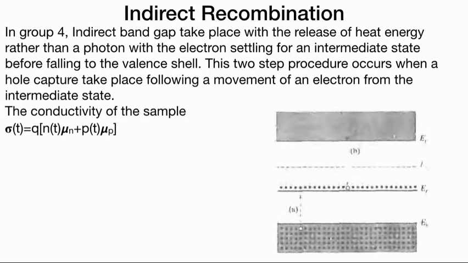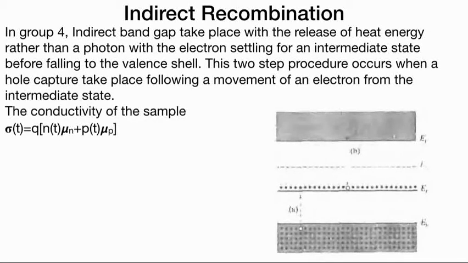Indirect recombination, mostly in group 4, takes place with the release of heat energy, not light energy as in the case of direct recombination, with the electron settling in an intermediate state before falling to the valence shell. The electron in this case moves to an intermediate state, and when it finds an empty valence gap, it falls into it, and thus recombination takes place.